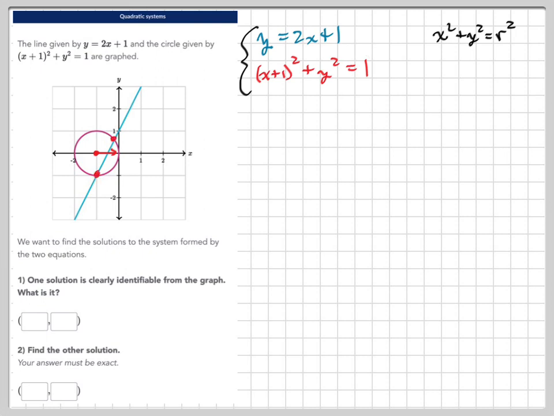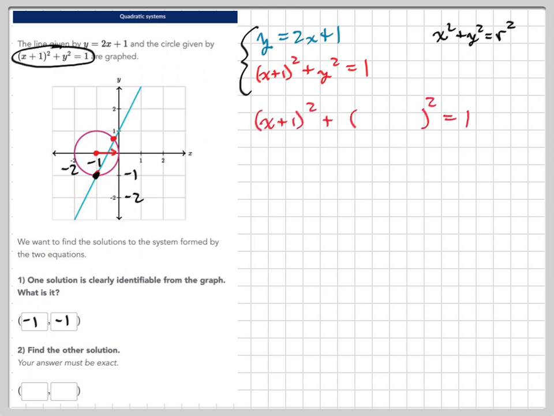Okay, so now we're going to try to find these two points. Now, this question breaks it down pretty simply for you. It identifies that one of the solutions is easy to find. It's easily identifiable, and we can see that too. It's clearly (-1, -1), this point right here. Very easy point to find. It's right on the crosshairs of the grid lines. So what about the other point?